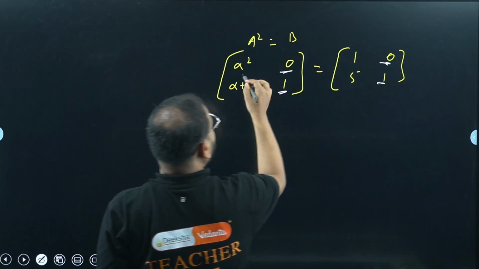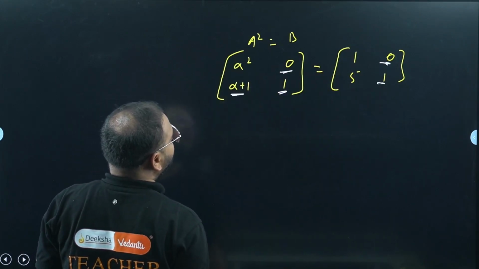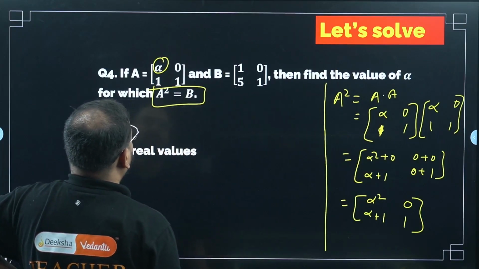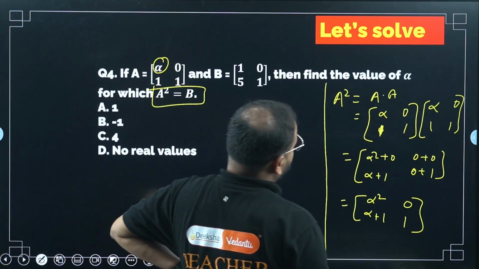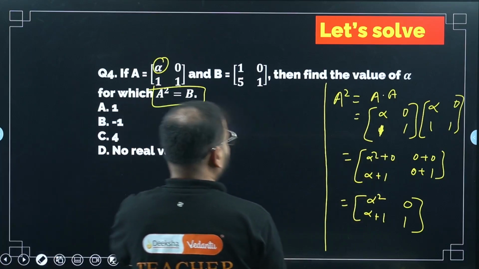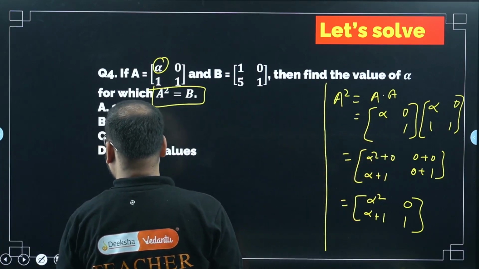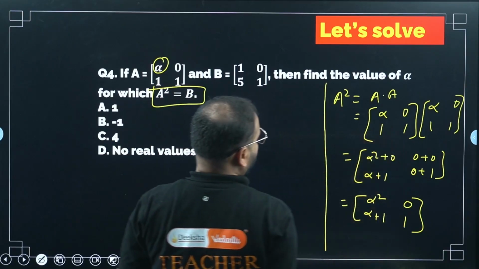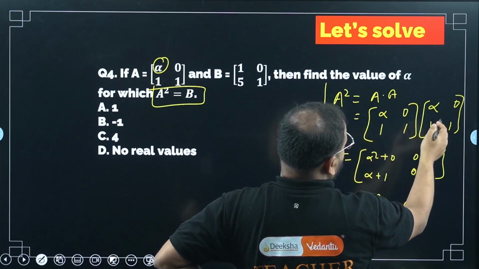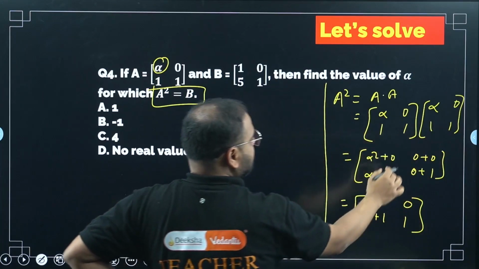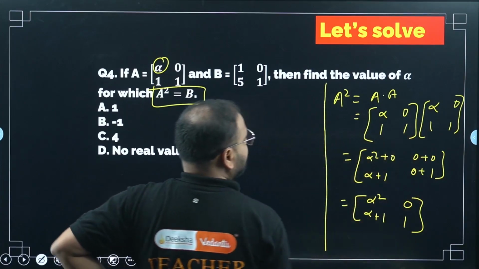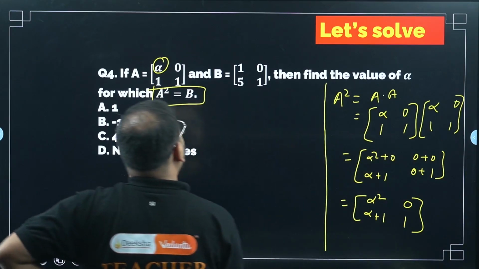If I compare over here, alpha times alpha is alpha square. This is 1 only. Now alpha square plus 0, 0, correct, that's right. Then 1 times alpha is alpha, 1 times 1 is 1, 1 times 0 is 0. So the answer is right: alpha square, alpha plus 1. Now this is [1 0; 5 1].